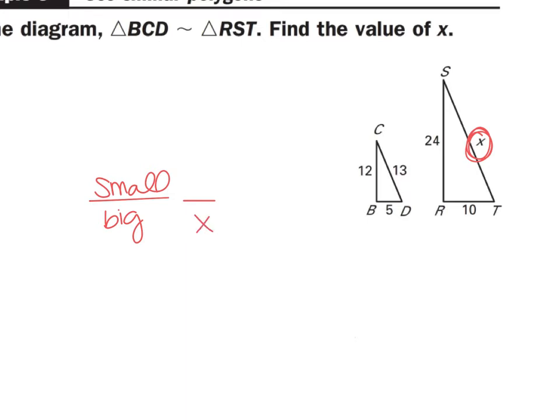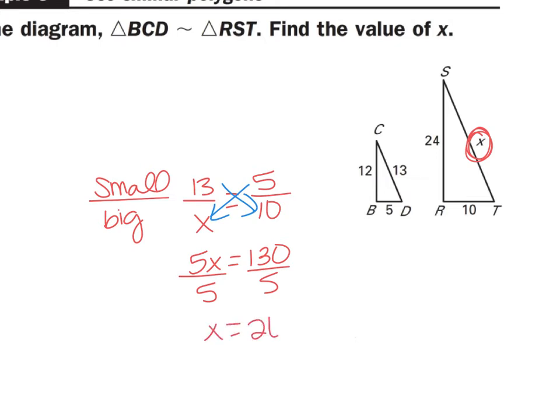So x will be on bottom, and x's corresponding side on the small one would be how much? 13. Okay, now you just have to pick one of the other 2 sides. It doesn't matter which one. So I'm going to do the bottom ones because they're smaller numbers. That's the only reason. So 5 on the small one is corresponding to 10 on the big one. So if we did this and we multiplied it out diagonally, that would give you 5x equals 130. Then you would divide both sides by 5, so x would equal 26. And that is the answer.